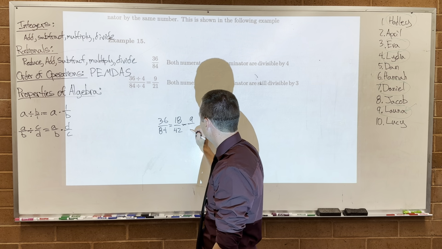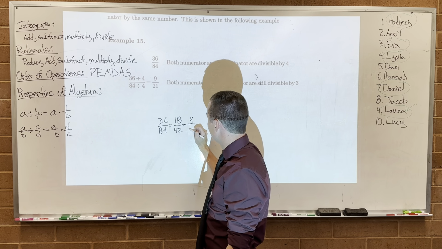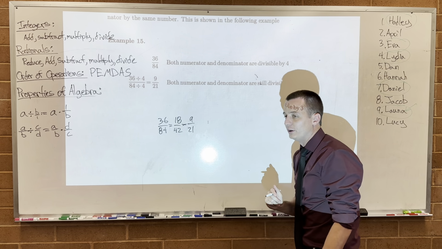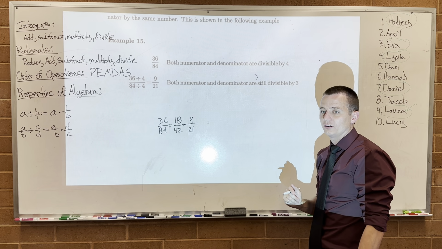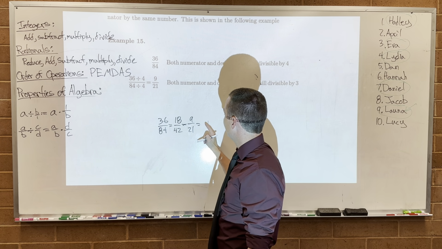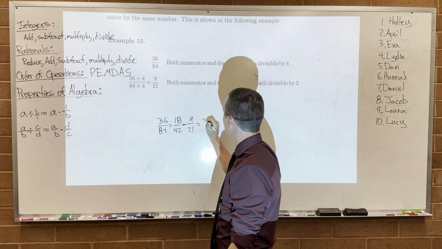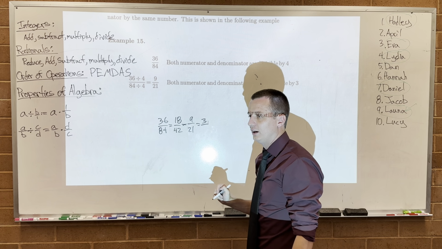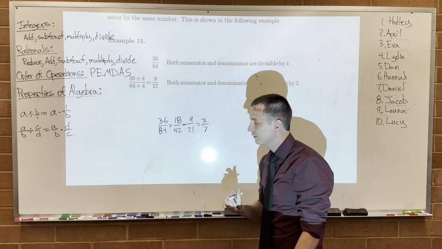9 and 21. And now you probably see that what goes into both of those? 3. How many times does 3 go into 9? 3. How many times does 3 go into 21? 7. And so you get 3 sevens.